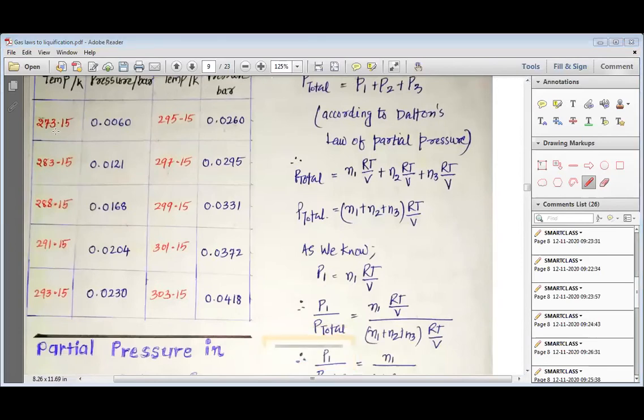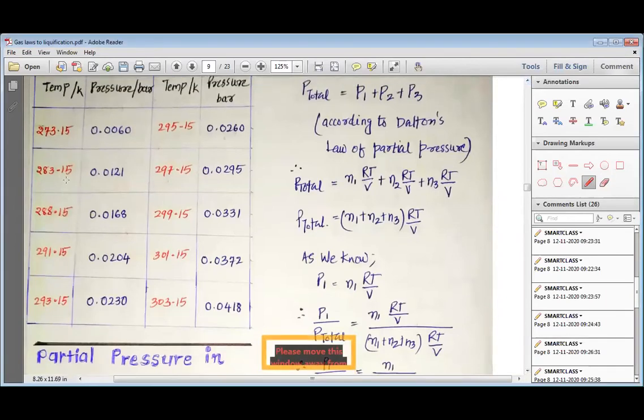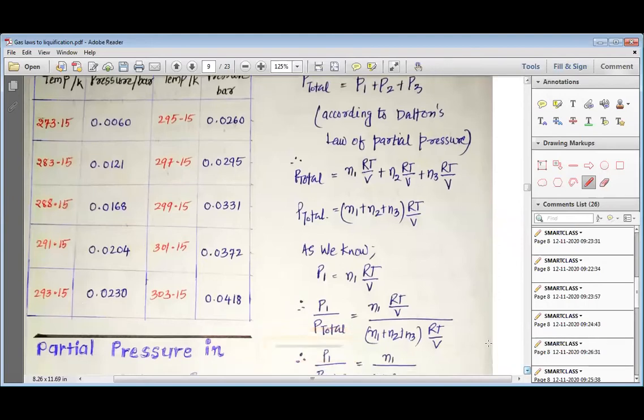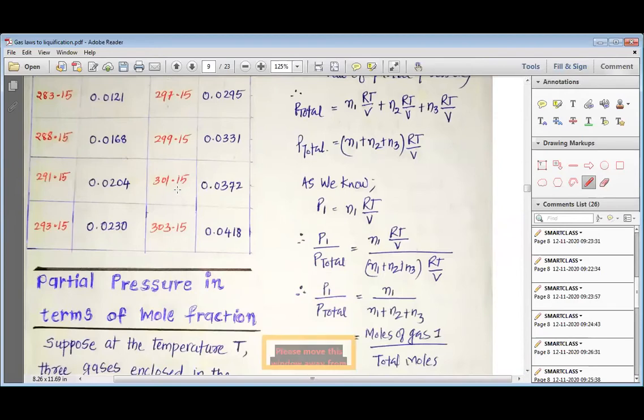the temperature when 273.15, the vapor pressure in bar is 0.060, 283.15 it is 0.0121, 288.15 it is 0.0168, 291.15 it is 0.0204, 293.15 it is 0.0230, 295.15 Kelvin it is 0.0260, 297.15 Kelvin it is 0.0295, 299.15 Kelvin it is 0.0331, 301.15 Kelvin it is 0.0372, 303.15 it is 0.0418.